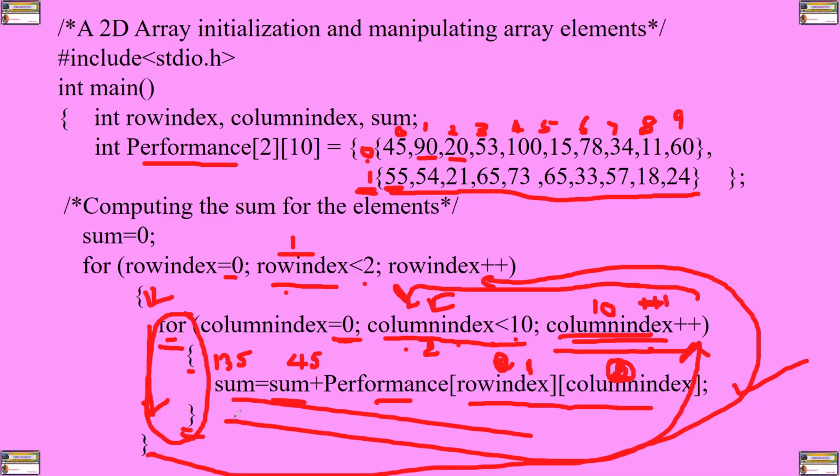And then once all that is done, and this is encountered again, the processor will increment the value of row index again. That means now it will be 1 plus 1, and the value of row index will be 2. So the condition will be checked. Is 2 less than 2? No. So this loop will be exited, and the processor will move now to the next line.